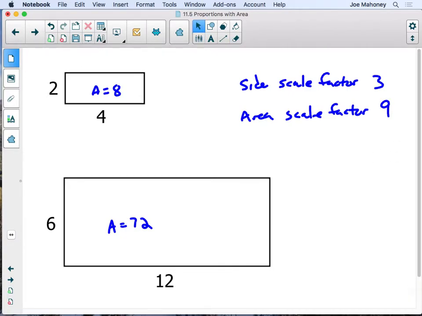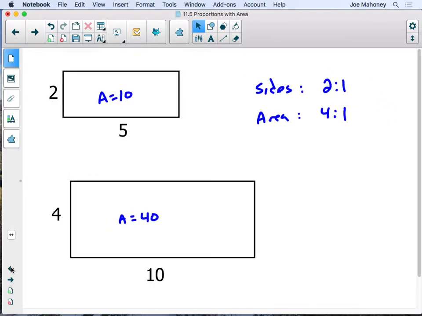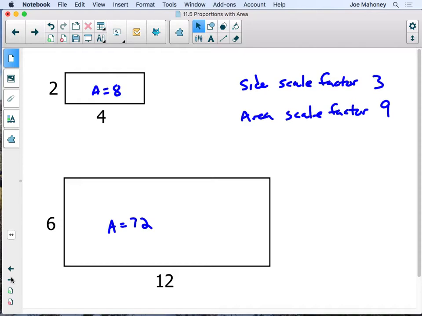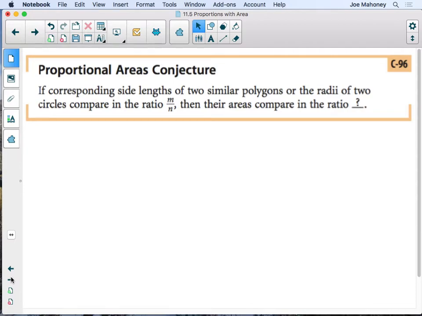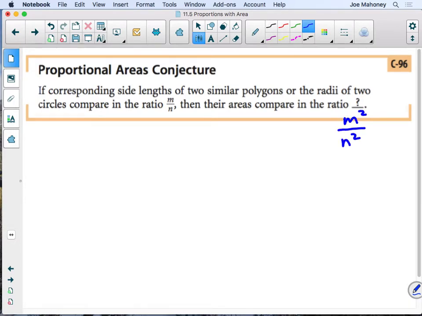So now we're thinking, what's the pattern? If I went from 2 to 4, if I go from 3 to 9, maybe you start seeing a relationship here. Here's our conjecture. If corresponding side lengths or the radii of 2 circles are in the ratio of m to n, their areas are m squared to n squared. Or if you want, we can write that as m to n, squared. It's a squaring ratio.